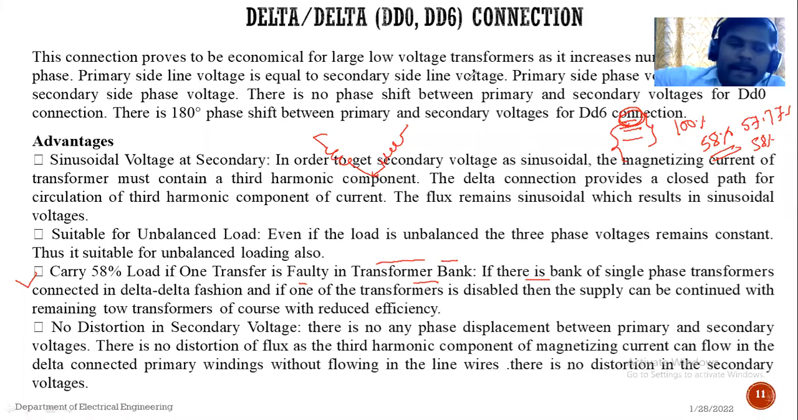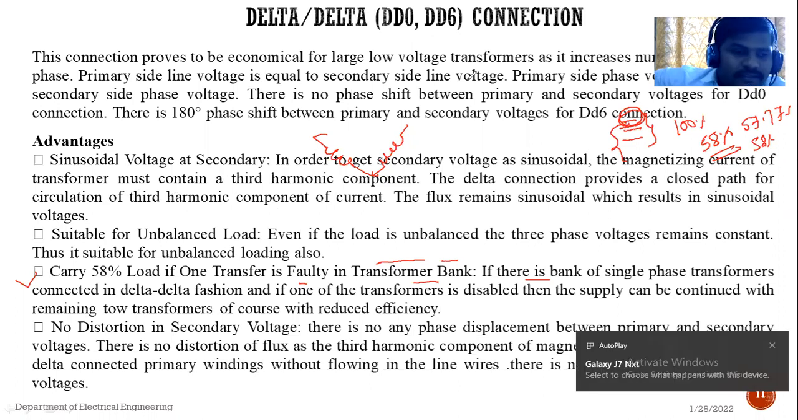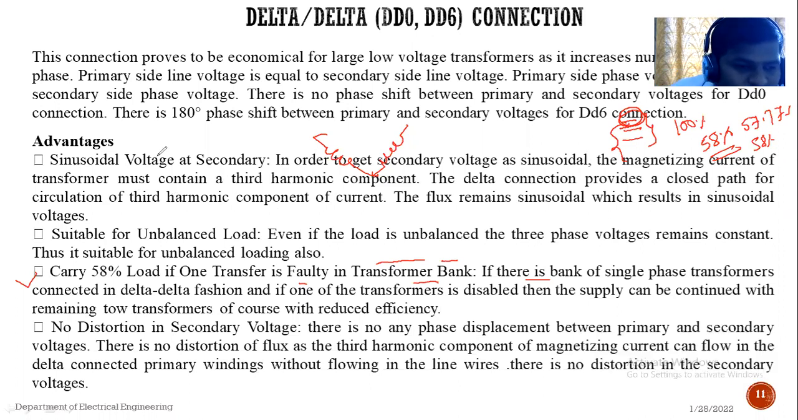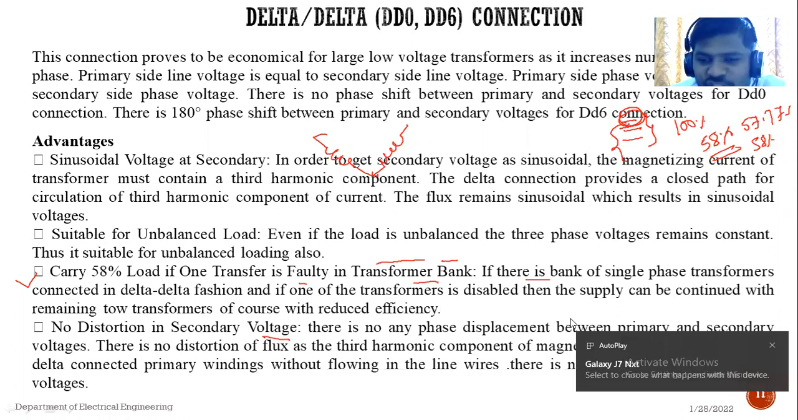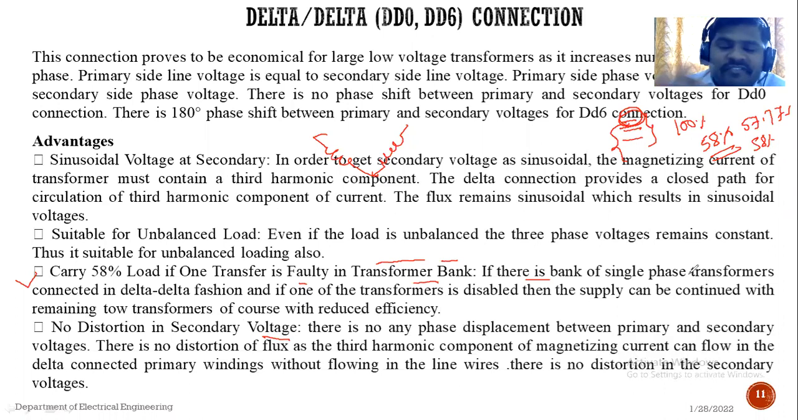Okay, now next one advantage is that no distortion in the secondary voltage. So there is no phase displacement. आता distortion, what is the meaning of distortion? Can anyone tell me?